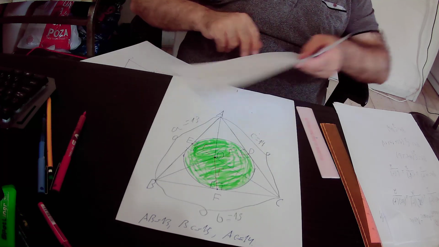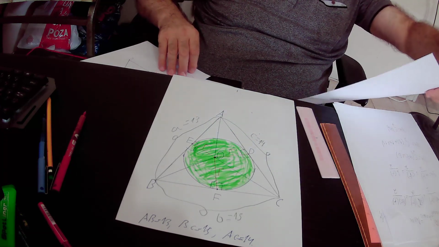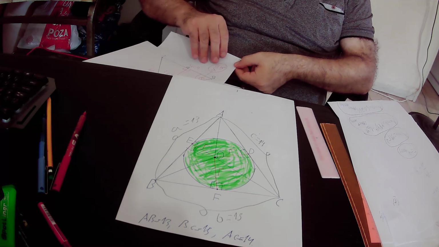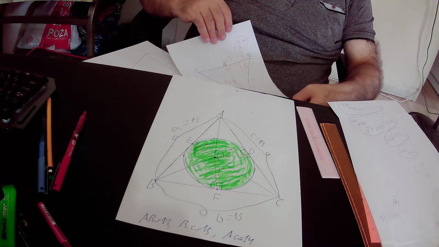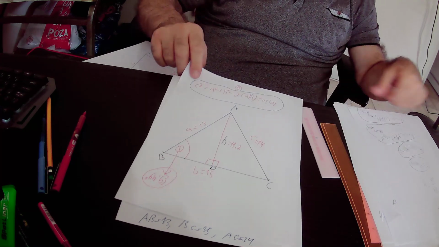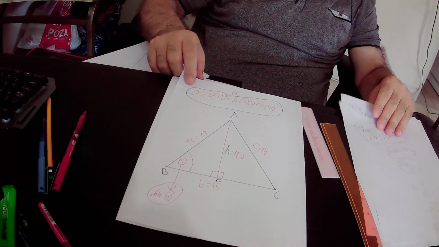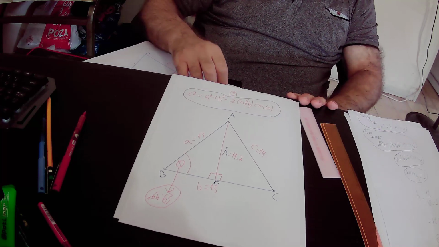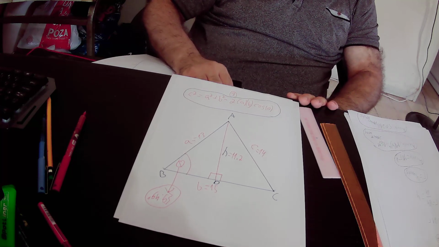Okay, then I presented to you a second method to find the area of triangle ABC. We found the area of triangle ABC by using the law of cosines.